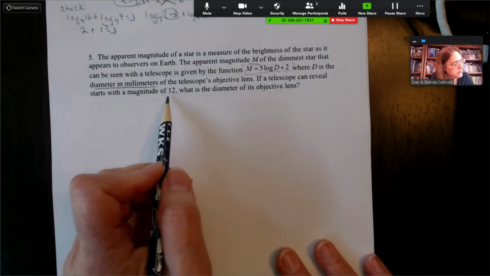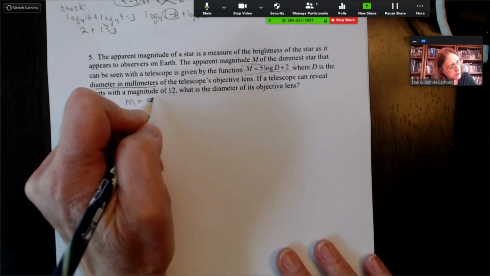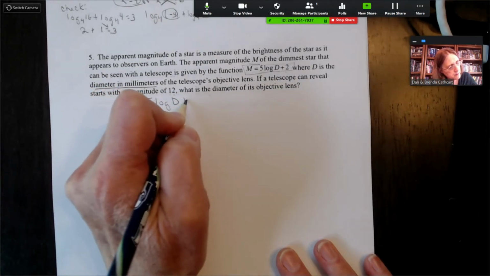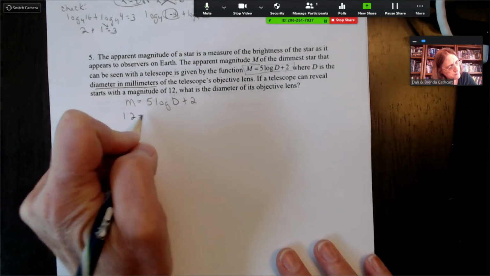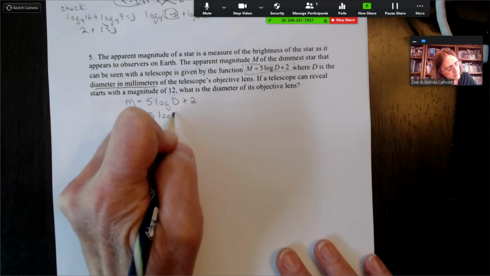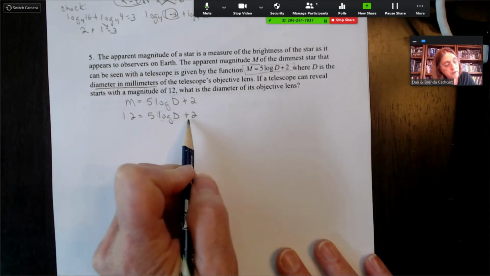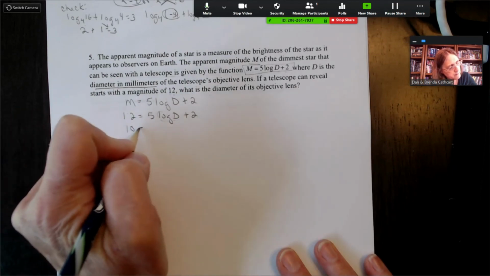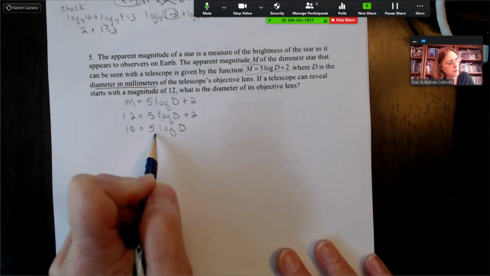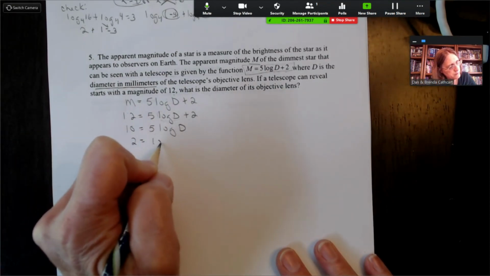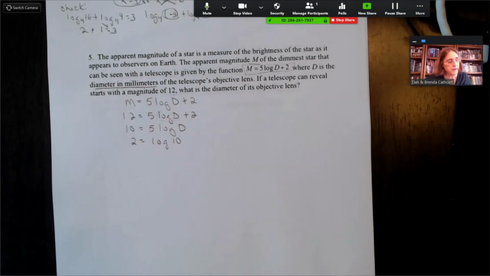So we're going to put 12 in for m into our equation. So I have m equals 5 log of the diameter, then plus 2. So substituting in 12. I need to get the log expression by itself. So I need to subtract 2 from both sides. And I need to divide both sides by 5, giving us 2 equals the log of the diameter, d.